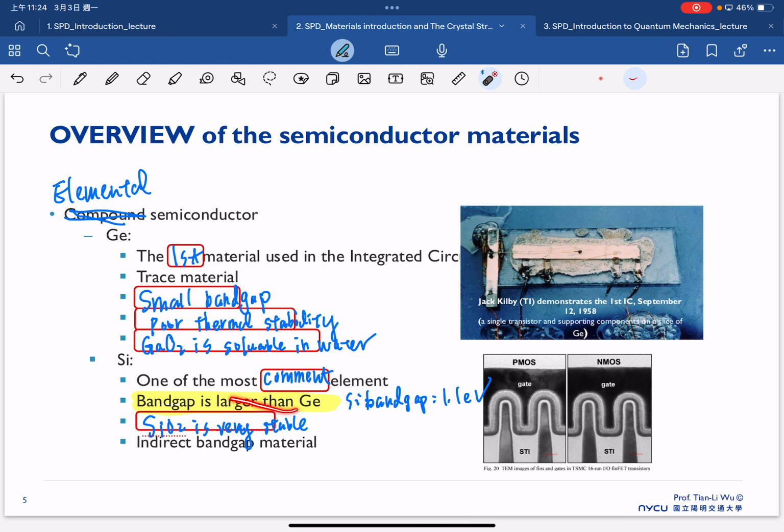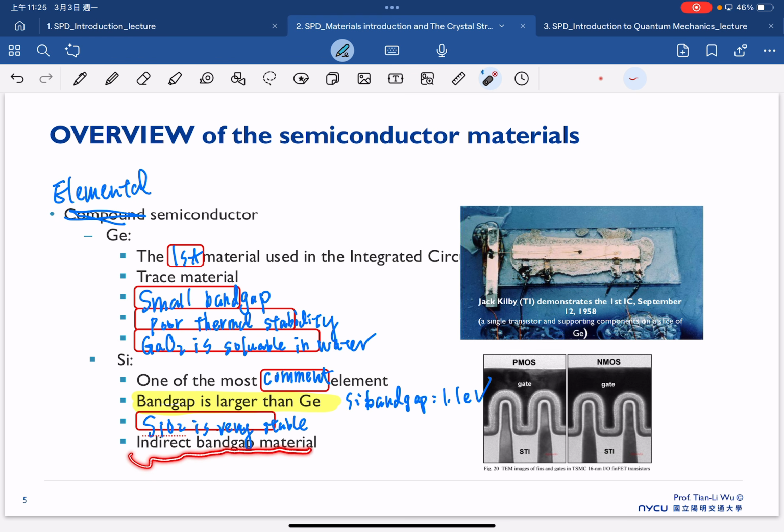And also very important is that we need to have a very stable dielectric. As you know, inside the MOSFET, one of the key elements is that we need to have a very good dielectric, and silicon dioxide can be used as a very good dielectric.